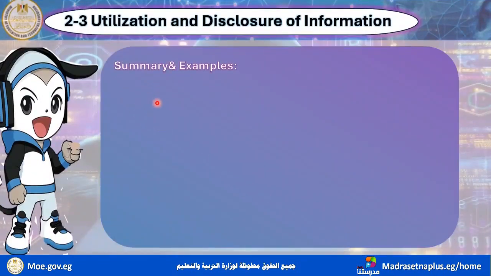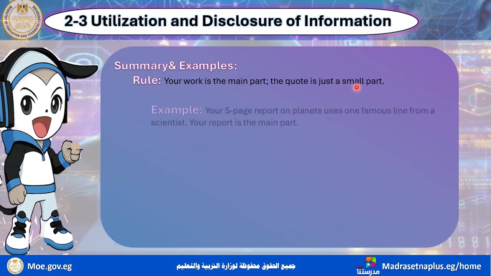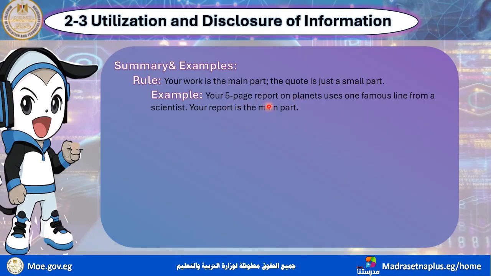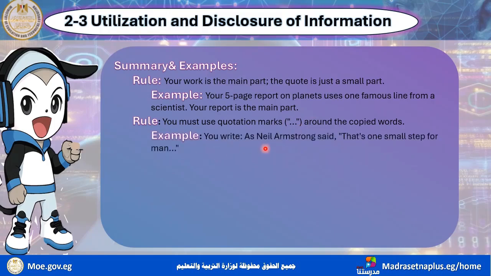Well, a summary of that and examples. So the rule: your work is the main part, the quote is just a small part. For example, your 5-page report on planets uses one famous line from a scientist. Your report is the main part. Rule 2, you must use quotation marks around the copied words. Look at the example. You write, as Neil Armstrong said, "that's one small step for man," and we have the quotation marks here. It shows that these words were said by Neil Armstrong, not by me or by you or by whoever.